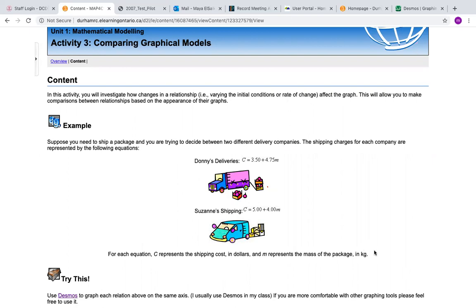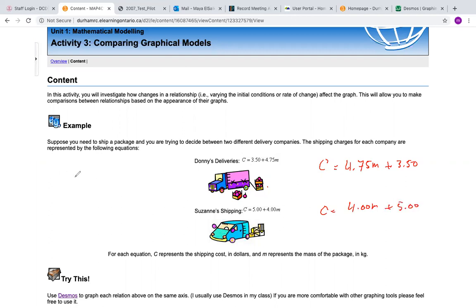Okay, so suppose you need to ship a package and you are trying to decide between two different delivery companies, and you know there are shipping charges. Which one would you pick? The first thing to analyze this: I'm going to rewrite it as C equals 4.75M plus 3.5. And for the second one, C equals 4M plus 5.